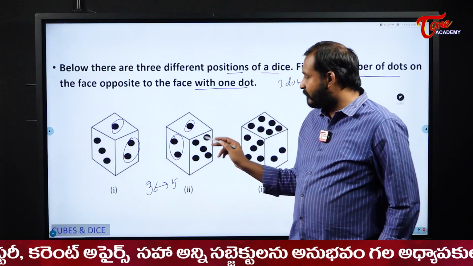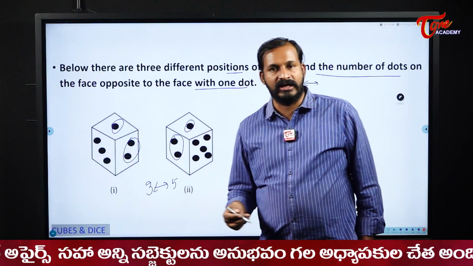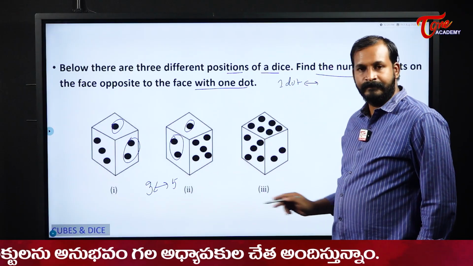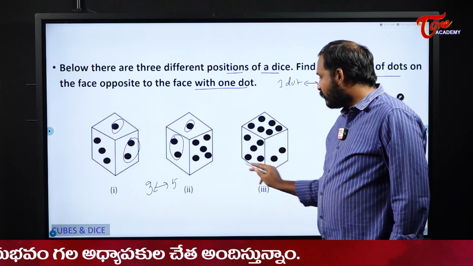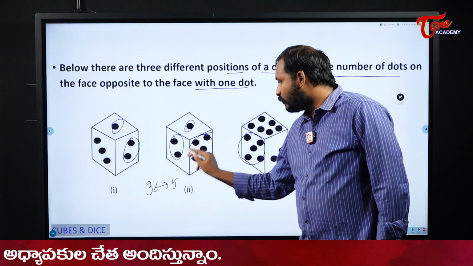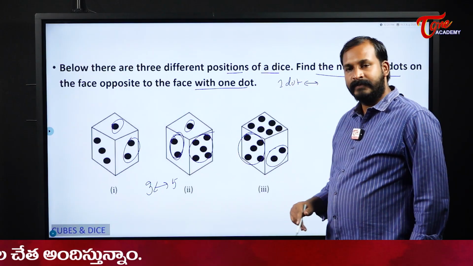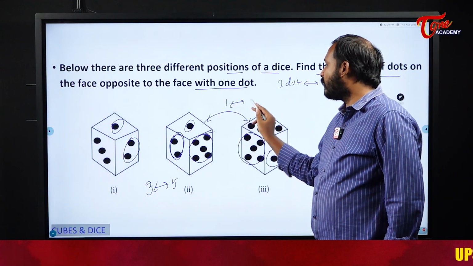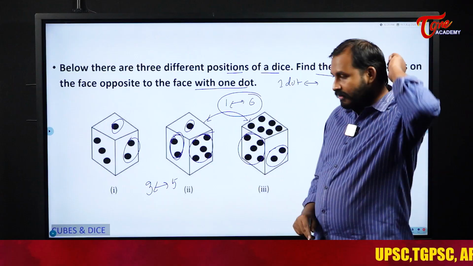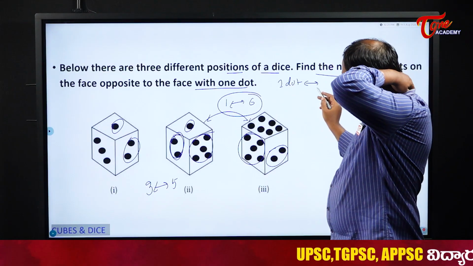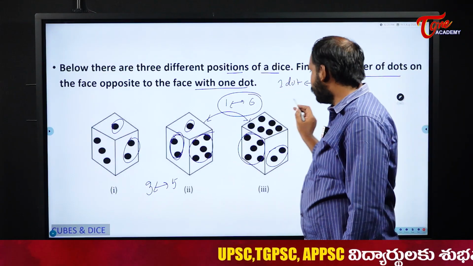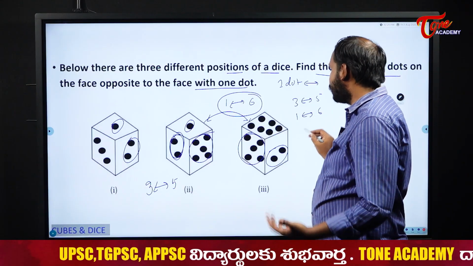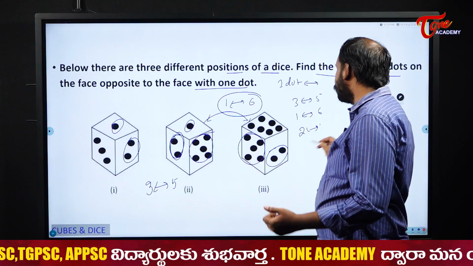Will it be possible for me to tell how many dots are opposite to 1 dot? No, not by these 2. Now I will compare these 2. Here, 5 and 2 are common, right? So from these 2, what can I tell here, students? 1 dot is opposite to 6 dots. So I got 2 pairs: 3 and 5, and 1 and 6. So obviously the remaining 2 and 4 are opposite to each other.